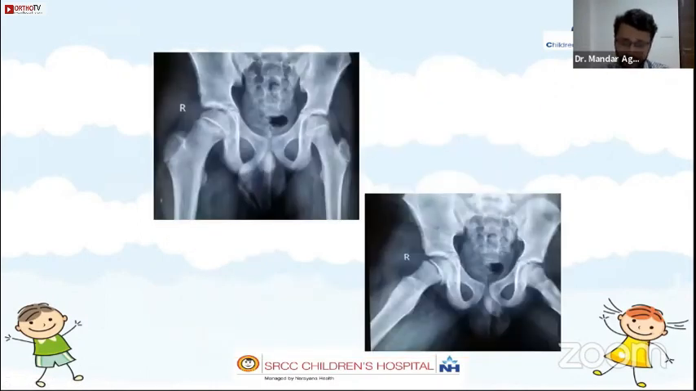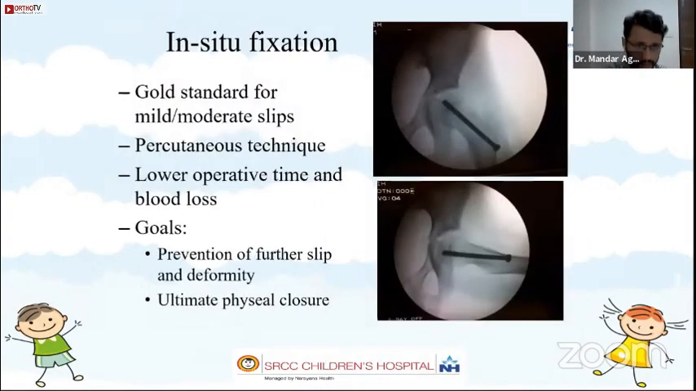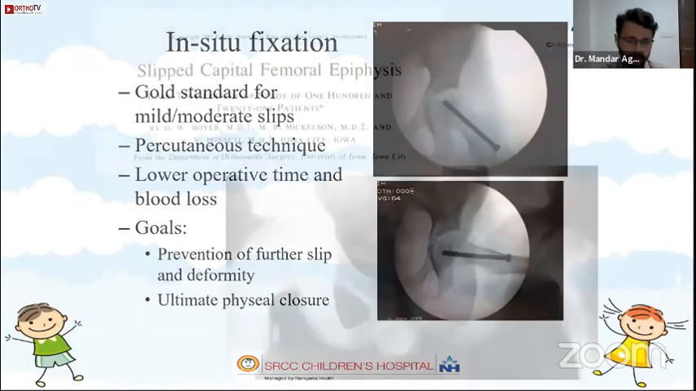A clinical example where you can see it's a mild slip and it has been pinned in situ, and this usually leads to good results. It is a gold standard for mild to moderate slips. It is a percutaneous technique which has very less operative time and blood loss, and it prevents further slip from progressing. So that is the most important thing: prevent further slip progression.